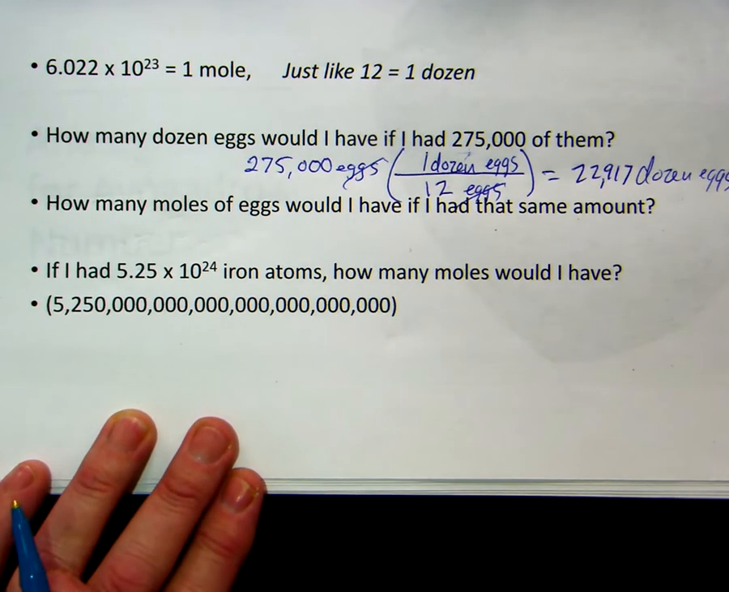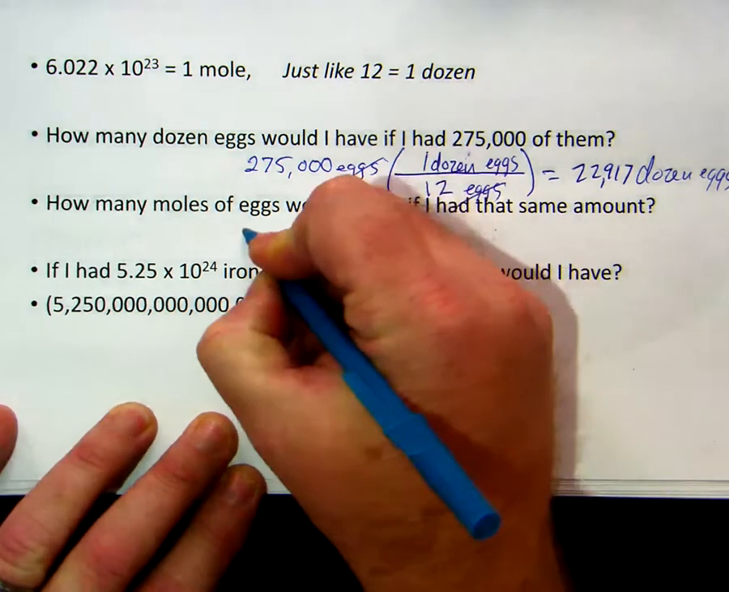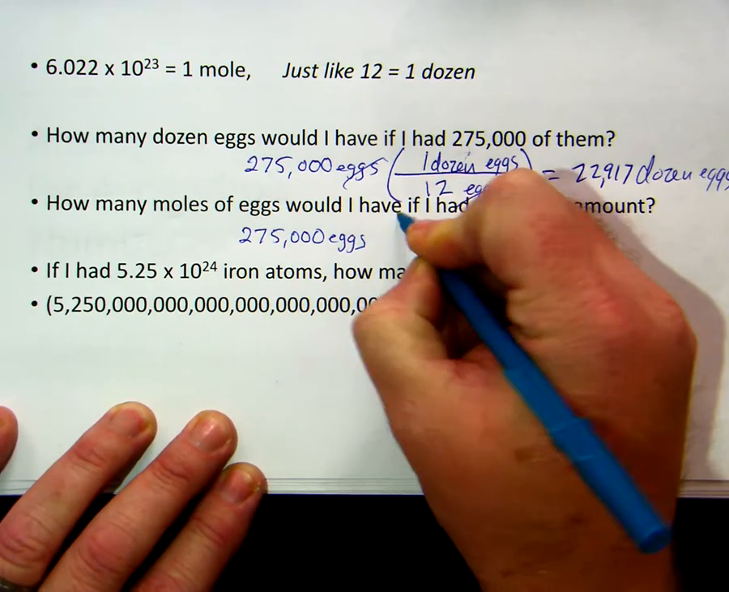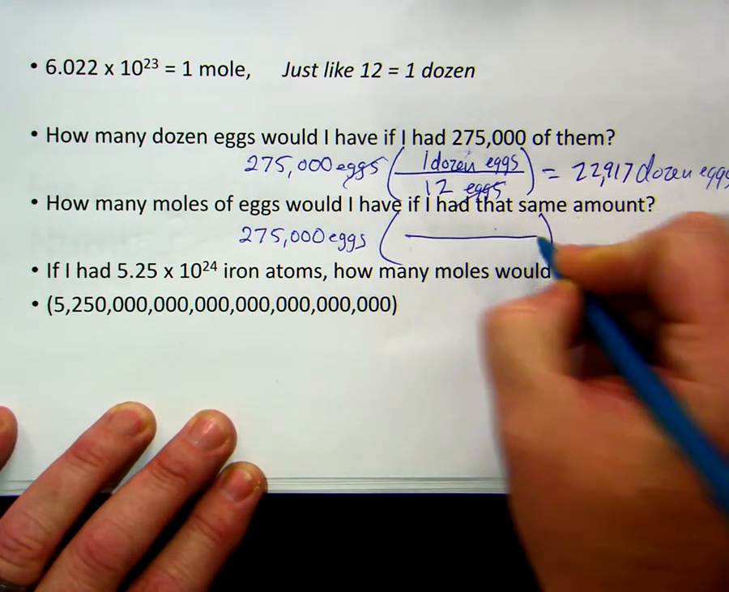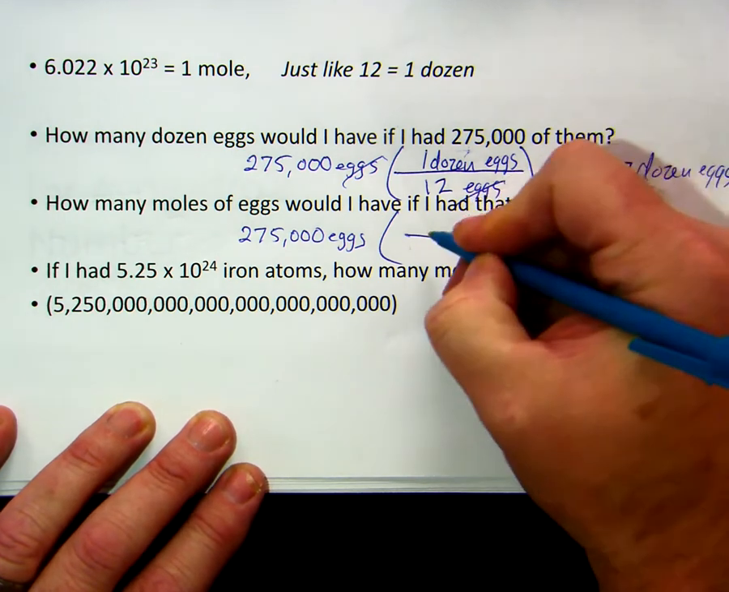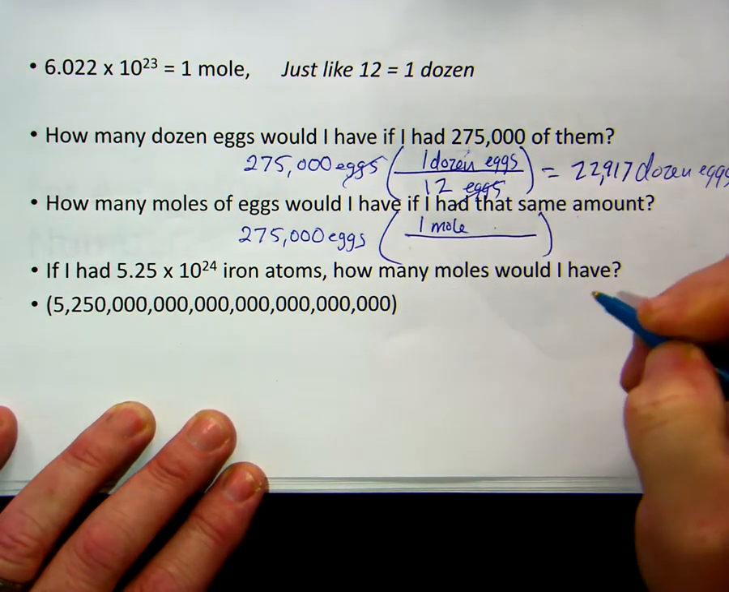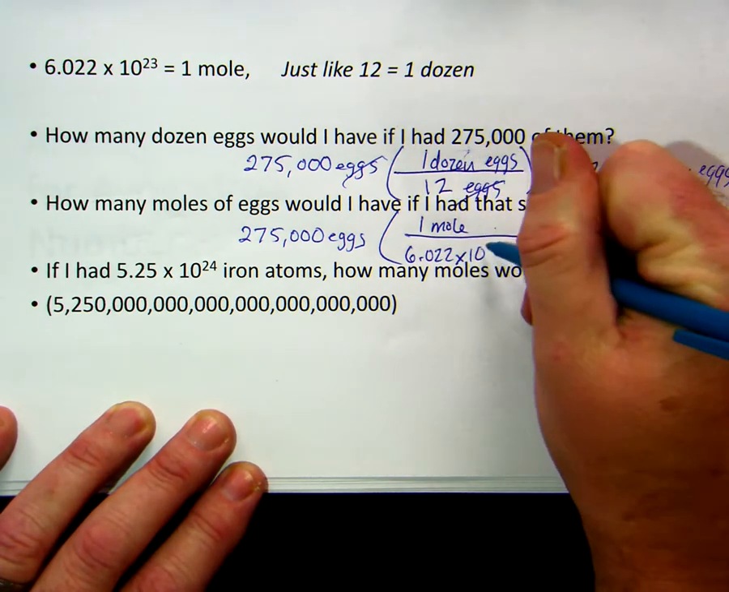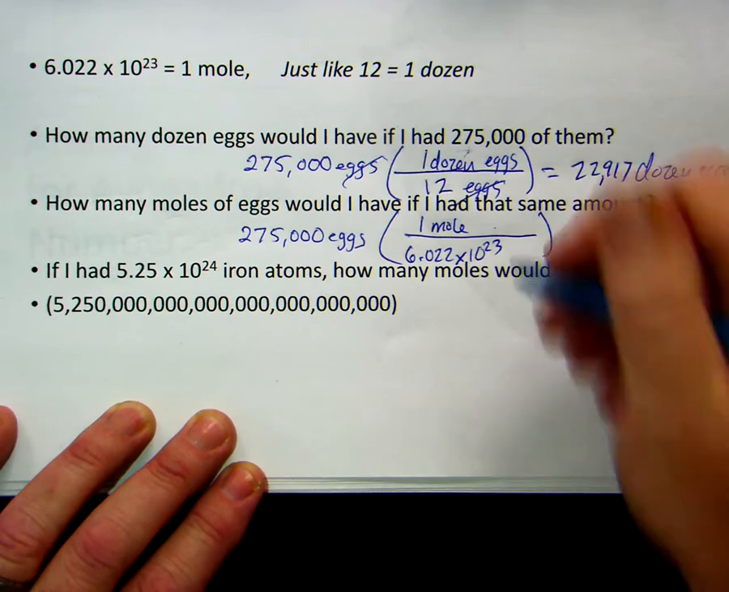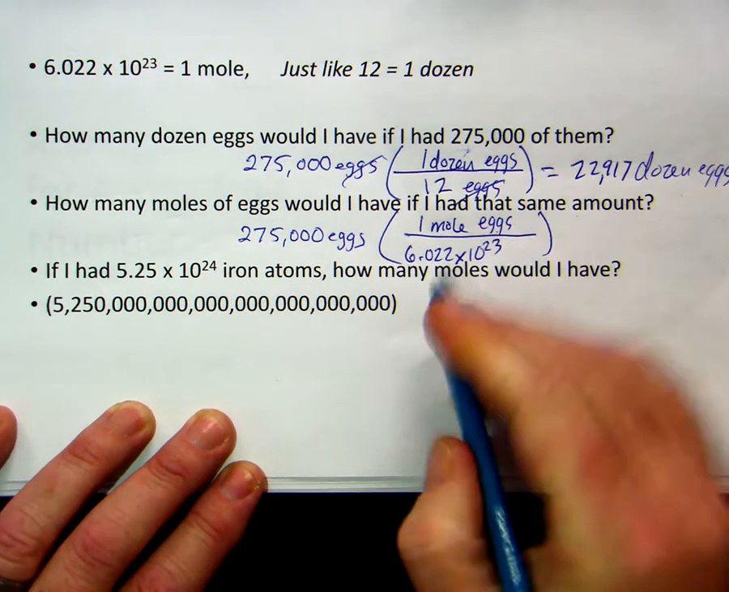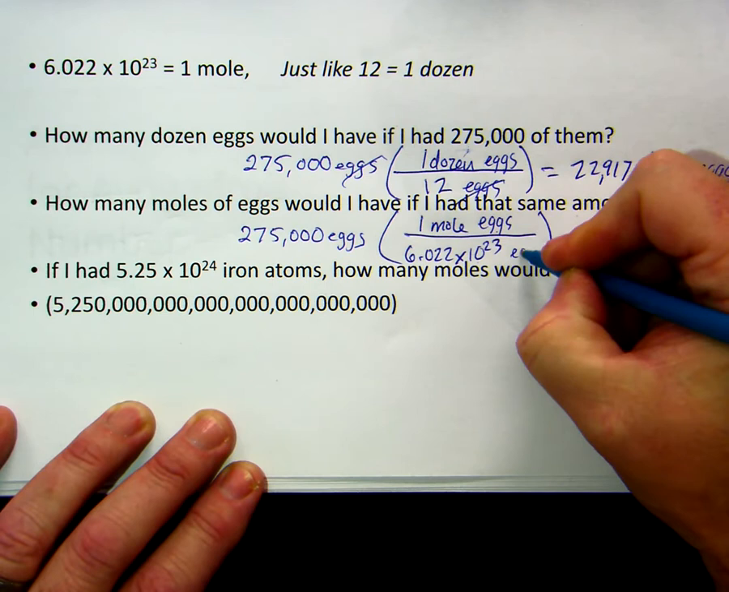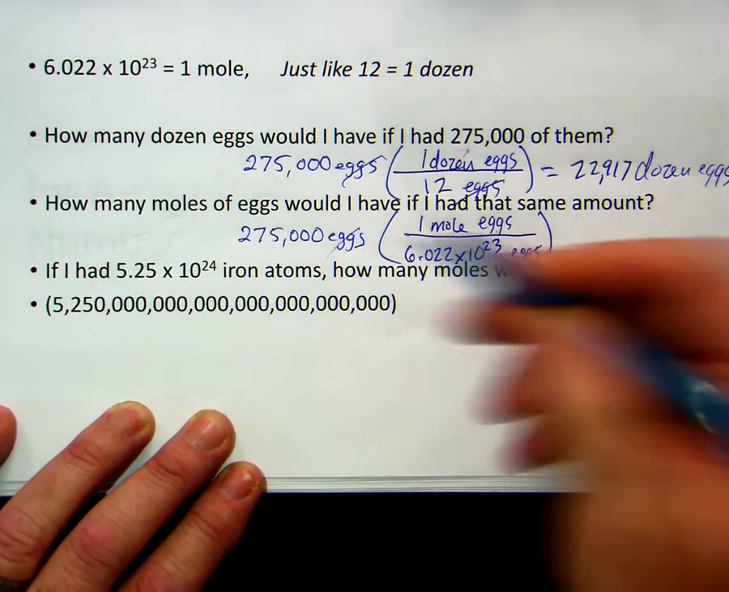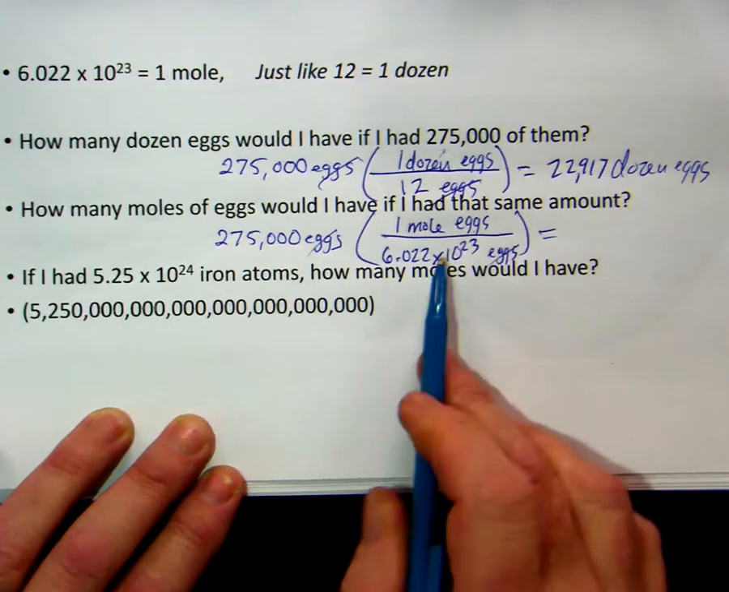All right, well, what if we wanted to convert it to moles? Well, we'd say, all right, well, we had 275,000 eggs. Now I need to convert eggs to moles. So if I have 1 mole of something, I have 6.022 times 10 to the 23rd of that thing. So if I had 1 mole of eggs, I would have Avogadro's number of eggs. So eggs would cancel out. My units left are moles of eggs.